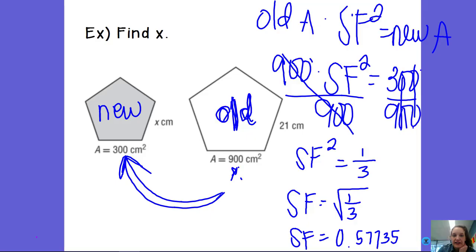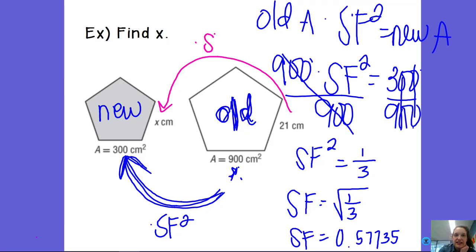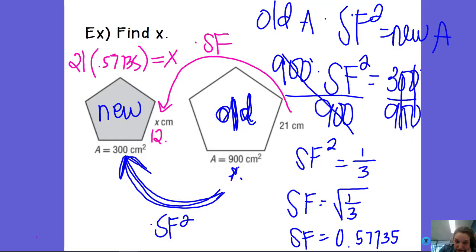So I took the old area, multiplied it by the scale factor squared to get the new area. I'm going to take my old dimension, multiply it by just the scale factor to get my new dimension. So to find x, I'm going to take my old dimension, which is 21, multiply it by my scale factor, which is 0.57735, and that's going to give me x, my new side, which ends up being 12 point, let's round our final answer to the nearest 10th, 12.1.